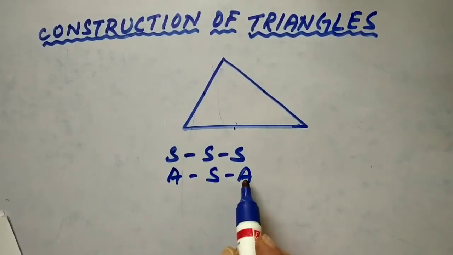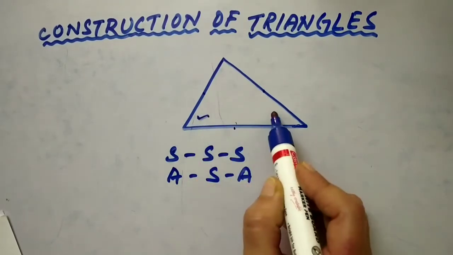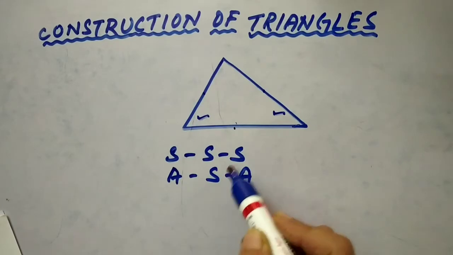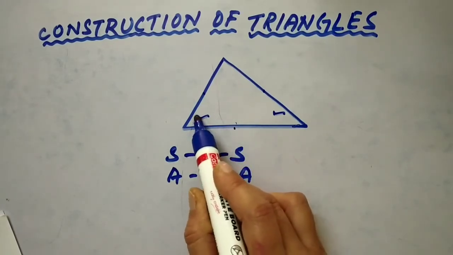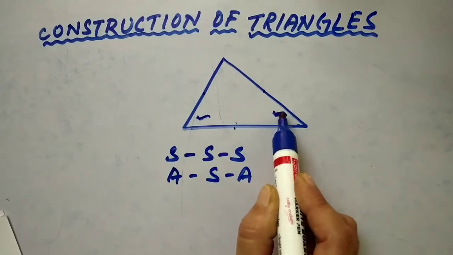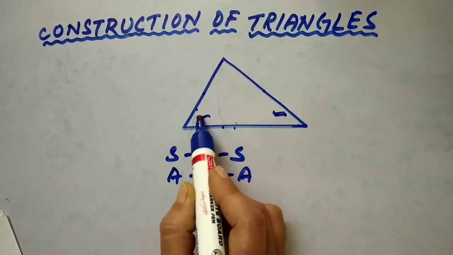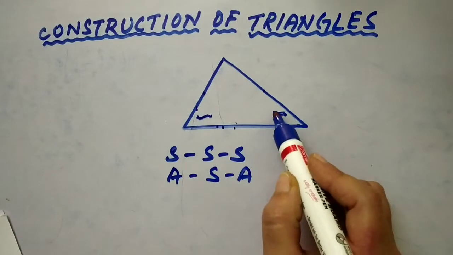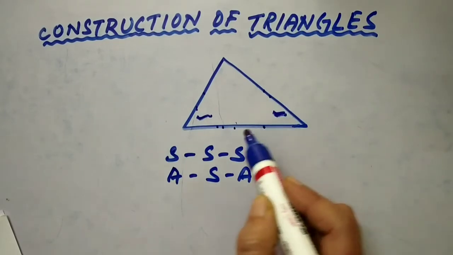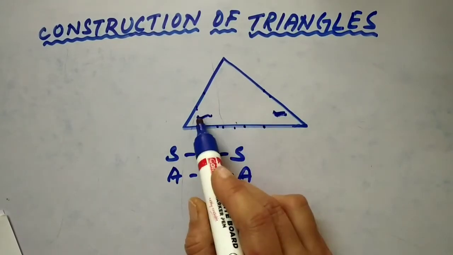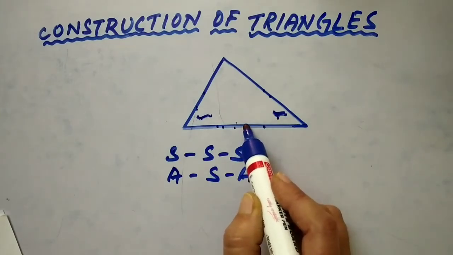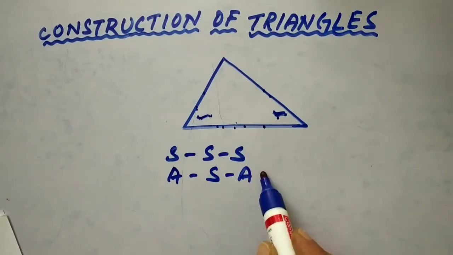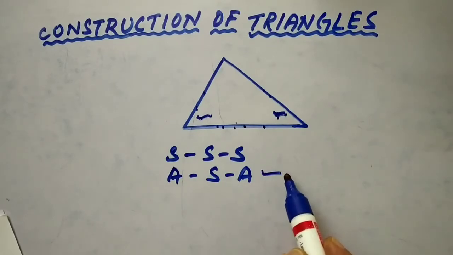In this criteria ASA, if 2 angles are given, suppose these 2 angles are given and the included side, or the common side, that means these 2 angles are made up of these 2 sides. This angle is made up of these 2 sides and this angle is made up of these 2 sides. So this is the common side. So if these 2 angles are given and this included side or the common side is given, then we can construct the triangle by using ASA criteria.